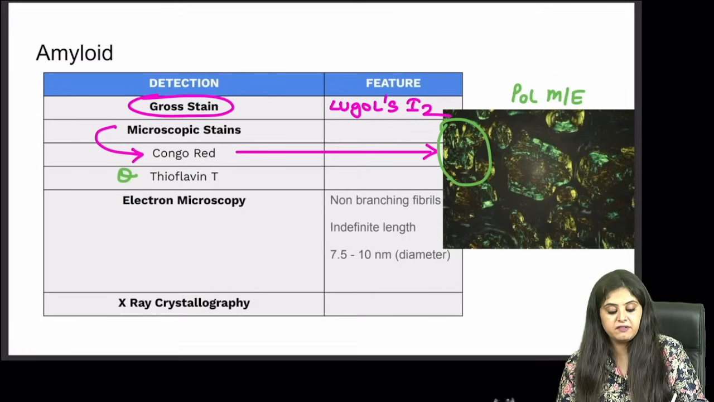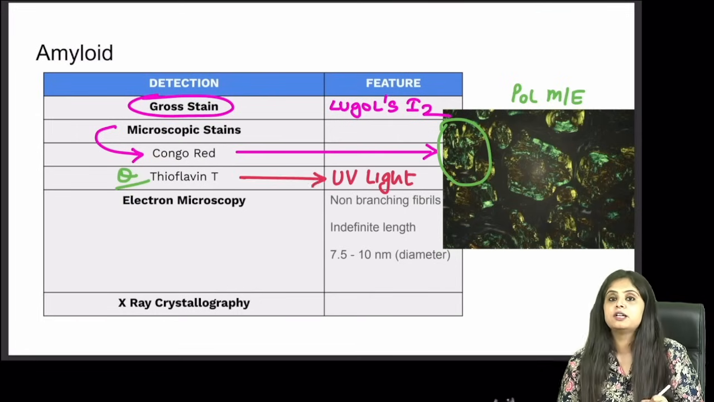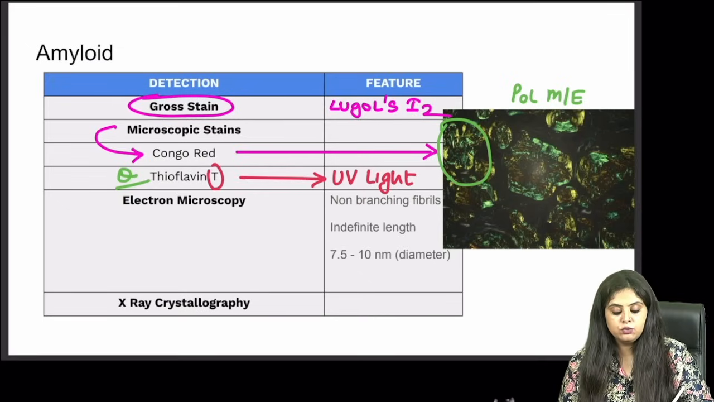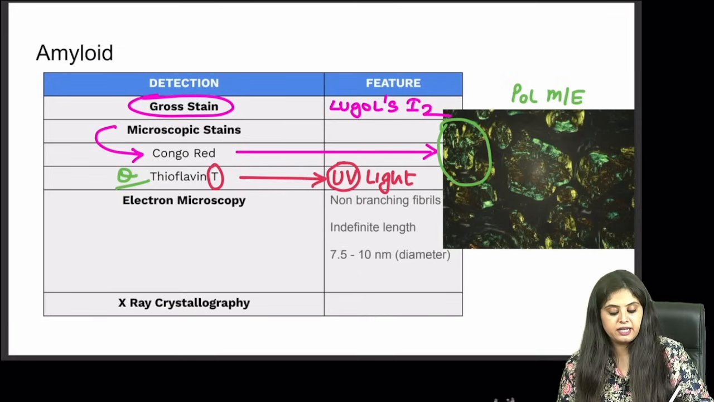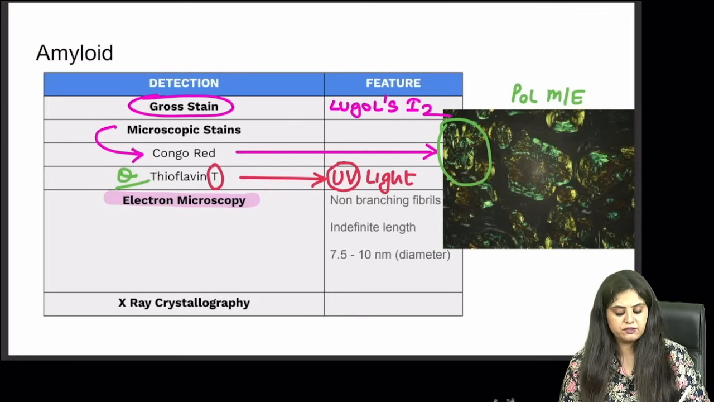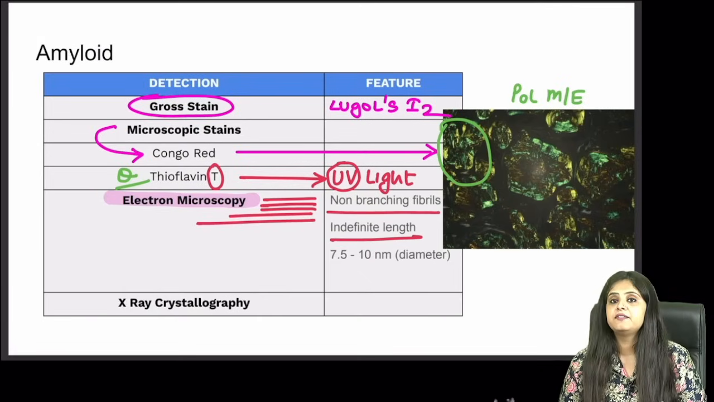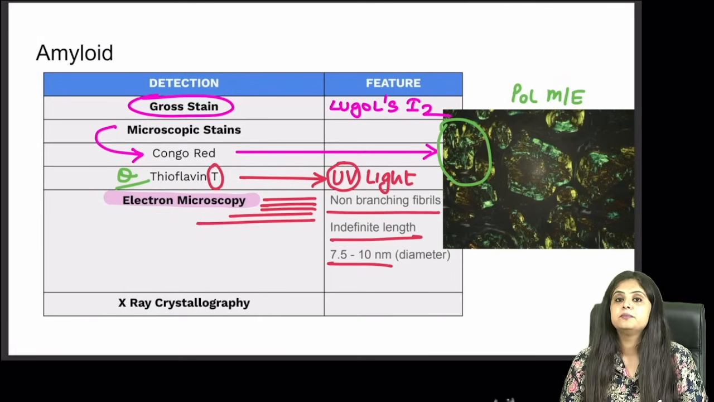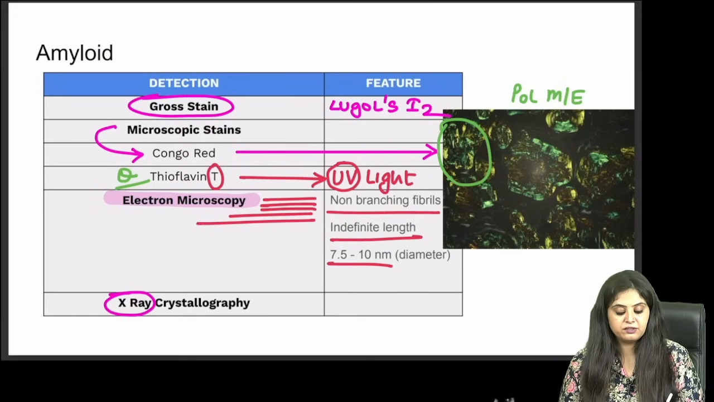However, the other PYQ was that if you are using ultraviolet light, now which stain will you use for amyloid? So you will use thioflavin T. So TUV, thioflavin T, I will use UV light. Moving on to the next, on electron microscopy, that is the question asked over here. We see non-branching fibrils. I don't know their length. They have an indefinite length, but I know their diameter. It is 7.5 to 10 nanometers. And what do I see on X-ray crystallography? We see the beta pleated sheet.